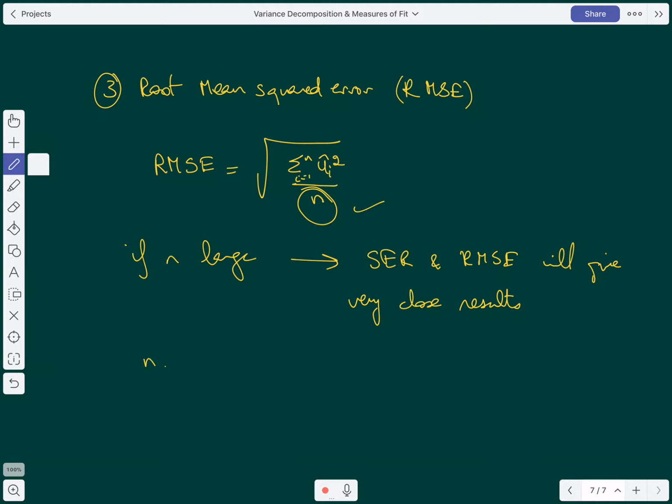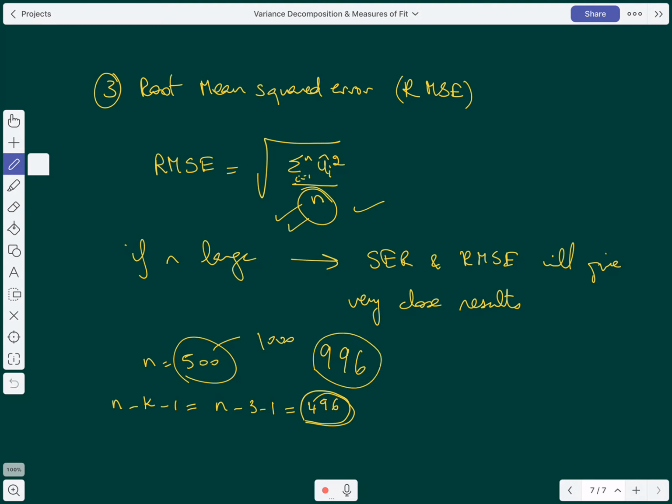If you're talking about a sample size equal to 500, and you're correcting for the degrees of freedom by saying it's n minus k minus 1, and I have, let's say, 3 x's and 1 intercept, then it's going to be 496. So if you divide something by 500 versus 496, it doesn't make a big difference. And of course, if this 500 is 1000, then 1000 minus 4 is 996, so if you divide by 996 versus 1000, it will not make a big difference.